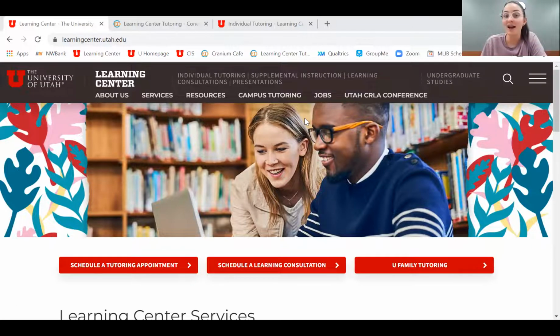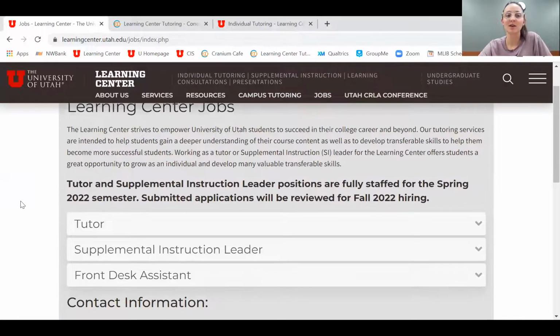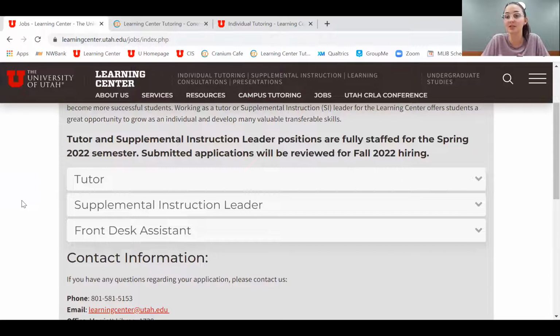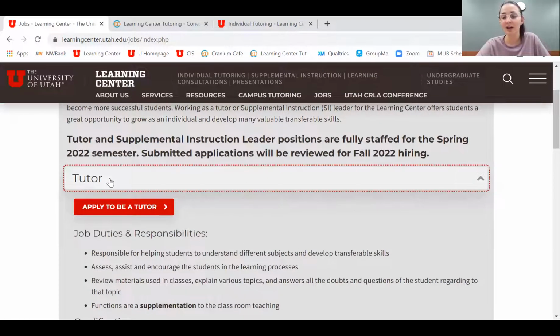So if anyone is feeling super confident in one of your classes and you want to help out your peers, we do have a jobs tab, so you can click on this. We hire students to be tutors, supplemental instruction leaders, and we also have a front desk assistant if anyone is interested in hanging out with us all day. Our starting pay is $11 an hour. We do weekly trainings, and each semester you get a raise based on how many levels of training you've done. It's a really cool opportunity to understand the content better because you're working with it all the time. Lots of professional development, communication skills, all that good stuff.